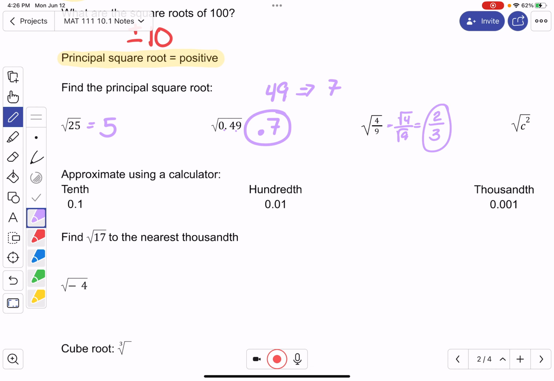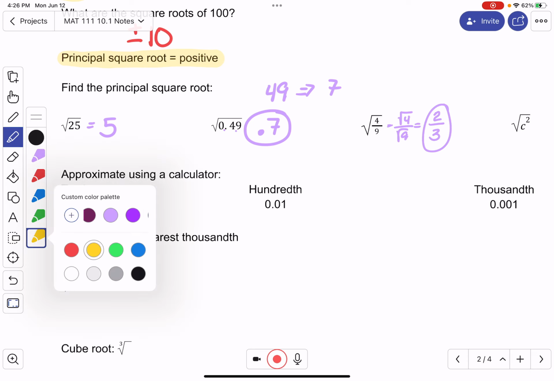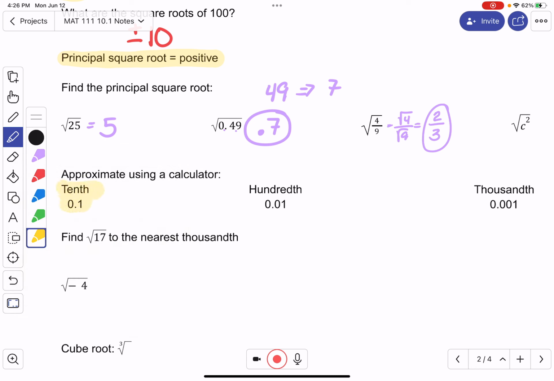Approximate using the calculator. If it says exact form, you want to keep your radical. If it says approximate or round, then tenths is 1 decimal place, hundredths is 2 decimal places, thousandths is 3 decimal places. The reason I'm pointing this out, I know you've heard it at some point in your life, but when it comes to this test, there are going to be questions that say round to, and you'll lose points if you don't round to the right place. So make sure you know those 3.